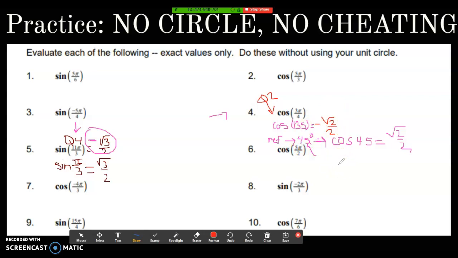I hope you all are seeing the big picture, which is that I don't have to know the whole entire unit circle. I only need to know quadrant 1. As long as I know the sine and cosine values for quadrant 1, I know the sine and cosine values for any of my special angles all the way around the unit circle. So I hope you guys are getting the big idea, and I hope you're getting more comfortable finding exact trig values without the unit circle.